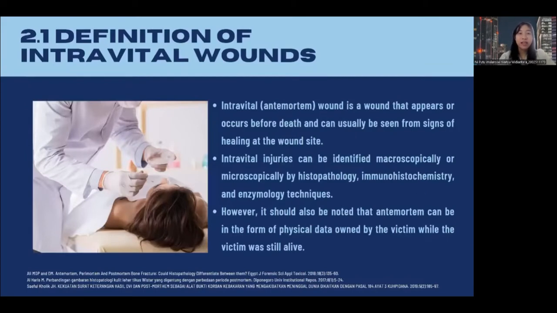Okay, first of all is definition of intravital wounds. Intravital or antemortem wound is a wound that appears or occurs before death and usually can be seen from signs of healing at the wound site.